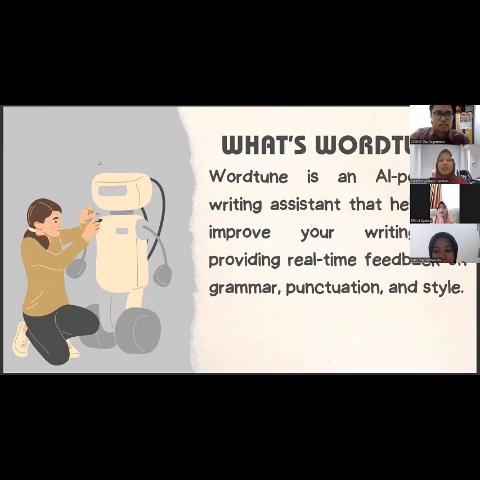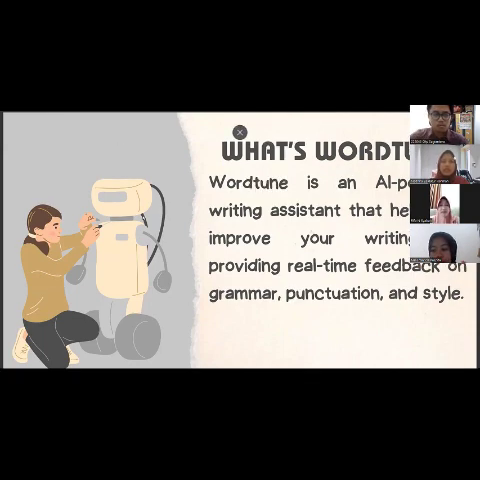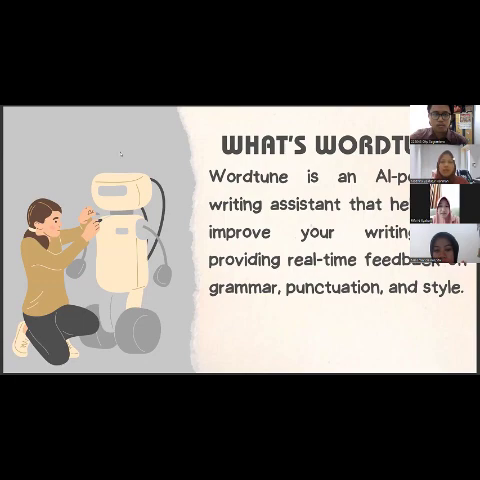Okay, thank you, Oky. Okay, first, what is Wordtune? Wordtune is an AI-powered writing assistant that helps you improve your writing by providing real-time feedback on grammar, punctuation, and style. So, Wordtune is like an application that can help your writing. If you wanna make an essay or other writing, you can use Wordtune to check your writing. Is it correct or incorrect about your grammar or punctuation and also the style? And it really helps you to finish your assignment. Next slide.